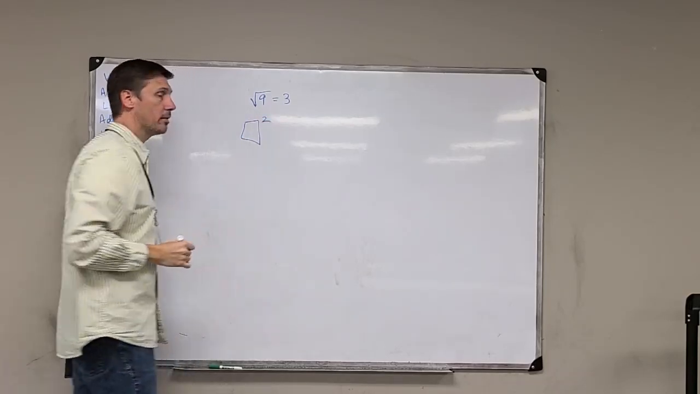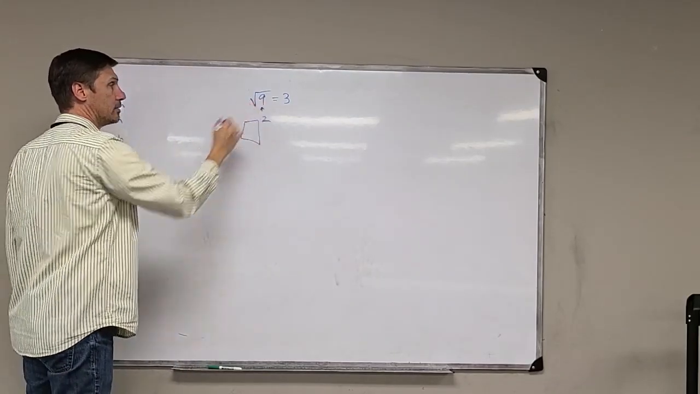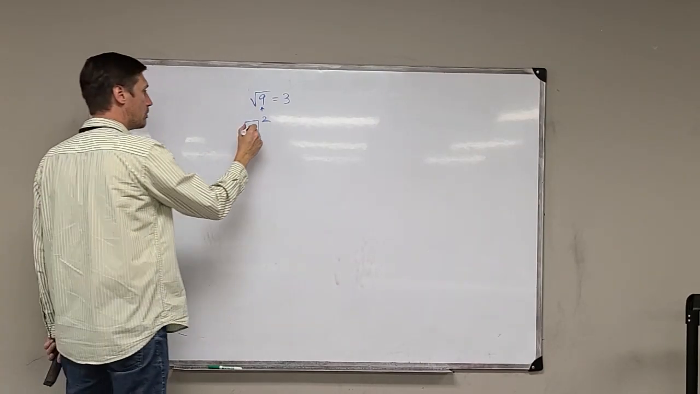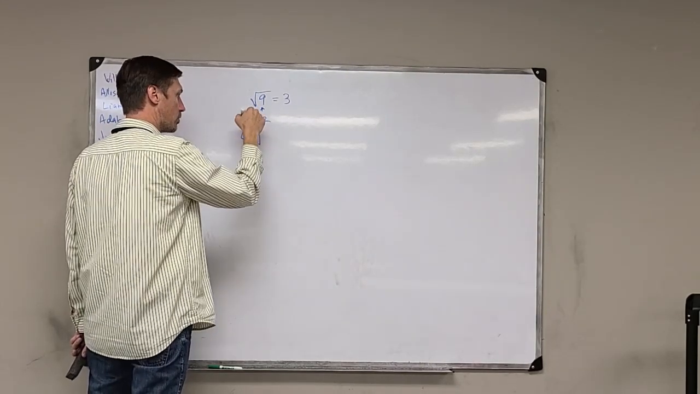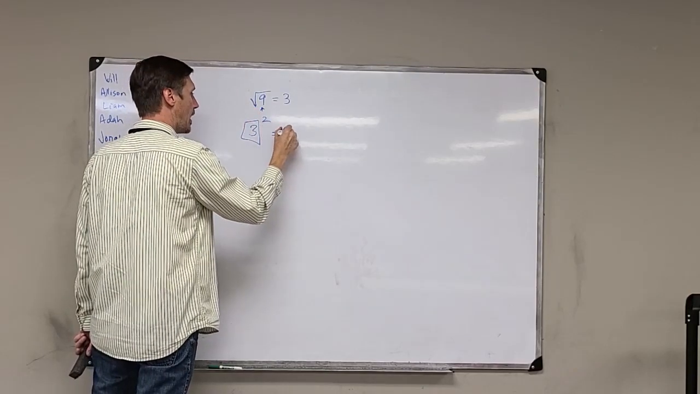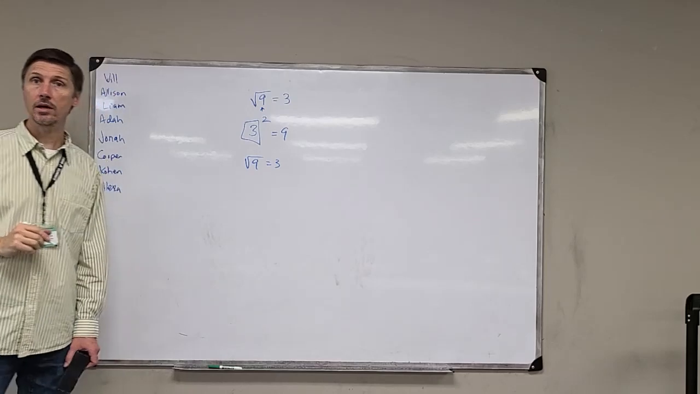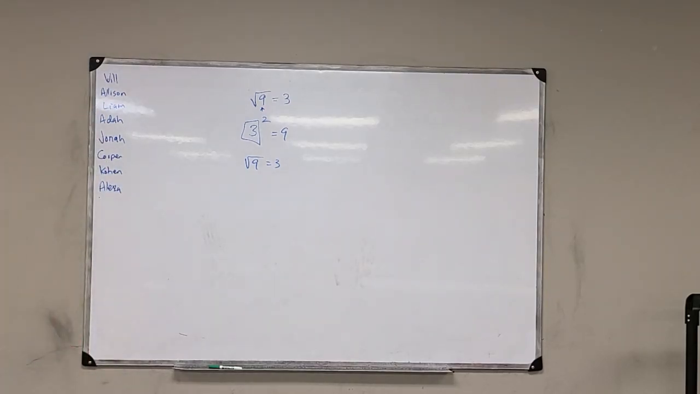And so what you're trying to figure out is what number can I square and get the number 9? The number that I would square to get 9 would be the number 3. And so since 3 squared equals 9, then the square root of 9 equals 3. Okay? So it's the reverse of what we learned with the square.